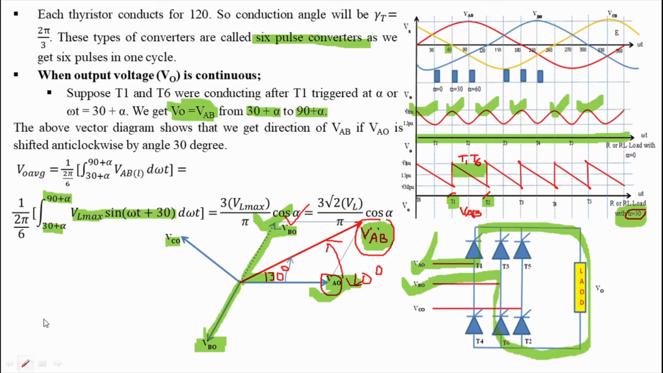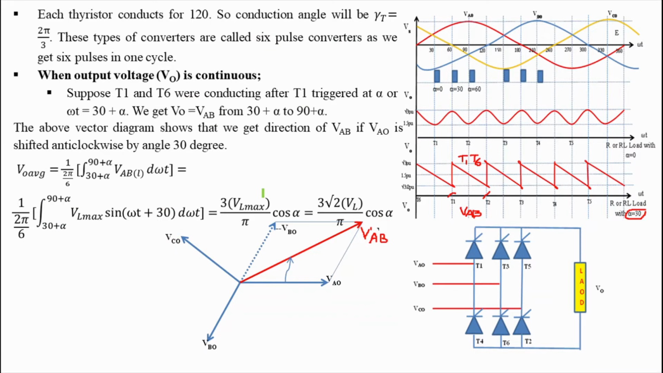Now on integrating this we get 3 VL max upon pi cos alpha. If we put VL max equal to root 2 VL, that is in terms of RMS value of line voltage, then we will get 3 root 2 VL upon pi cos alpha, because VL max is equal to root 2 VL. So this is the expression for average value of output voltage for continuous conduction mode.